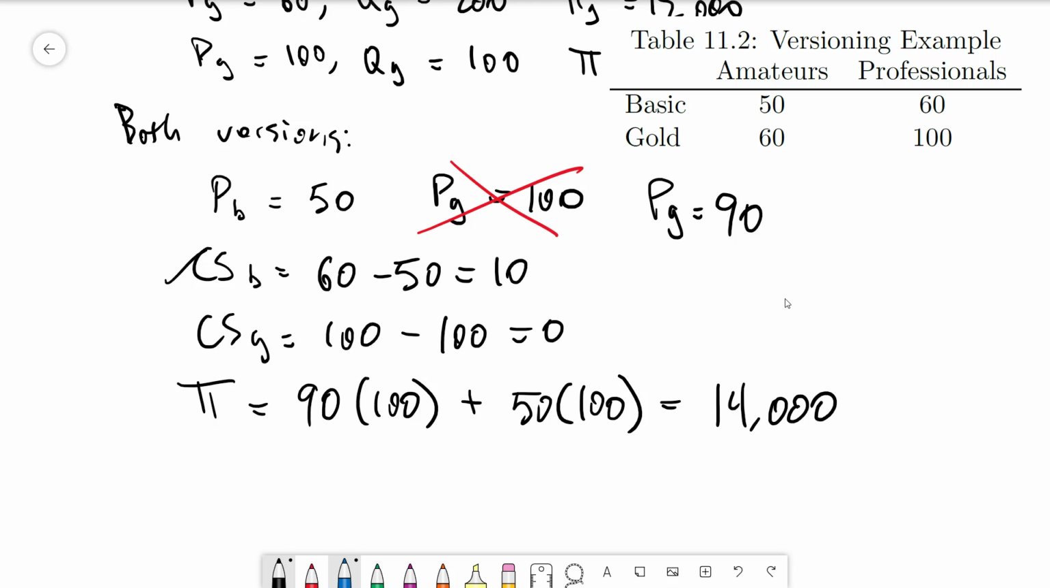Here we were able to price discriminate, charge a different price to the amateurs and the professionals without knowing who was who. We allowed them to select themselves, but designed the prices to give them the incentives to pick the one we wanted them to pick. Generally speaking, versioning is quite effective when one group is willing to pay a lot more than the other for quality, which was certainly the case here.